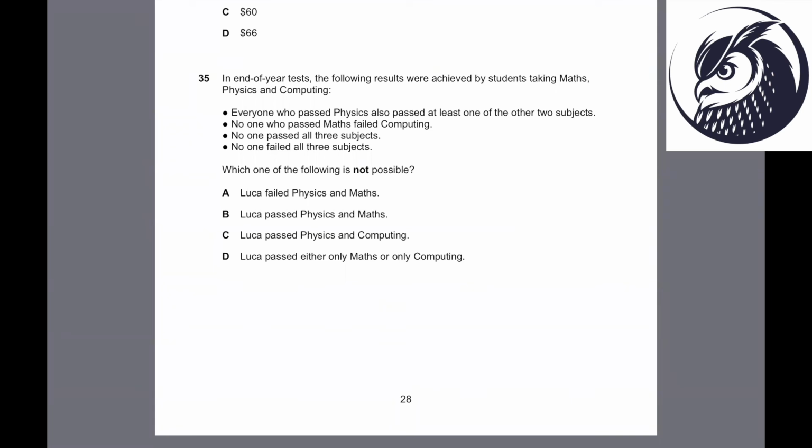All right, now let's go through question 35. So in question 35, it says, in end of year tests, the following results were achieved by students taking maths, physics, and computing. And there's a couple of rules that are given to us. It says that everyone who passed physics also passed at least one of the other 2 subjects. So let's just make a little flowchart of what that is. So if I write a tick, that means they passed it. So if they passed physics, they passed at least one other subject.